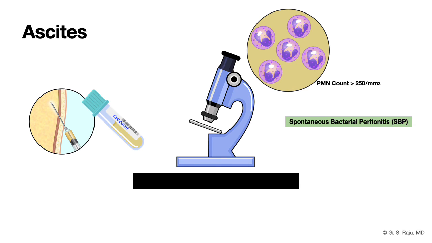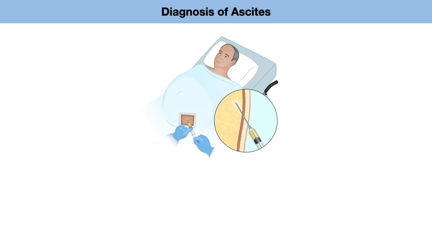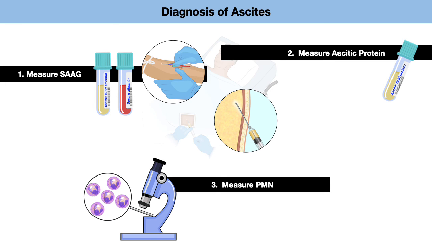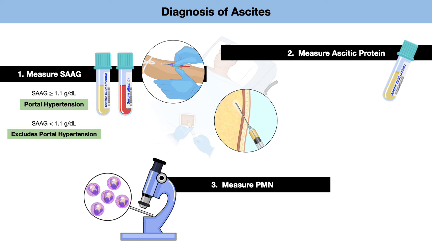So let us summarize what we've learned. When you do ascitic tap, you check the serum ascites albumin gradient, look at the ascitic fluid protein, and also look at the polymorphonuclear cells. If the SAAG is high, portal hypertension. If the SAAG is low, less than 1.1, it excludes portal hypertension. You should be thinking about peritoneal irritation, cancer, tuberculosis.